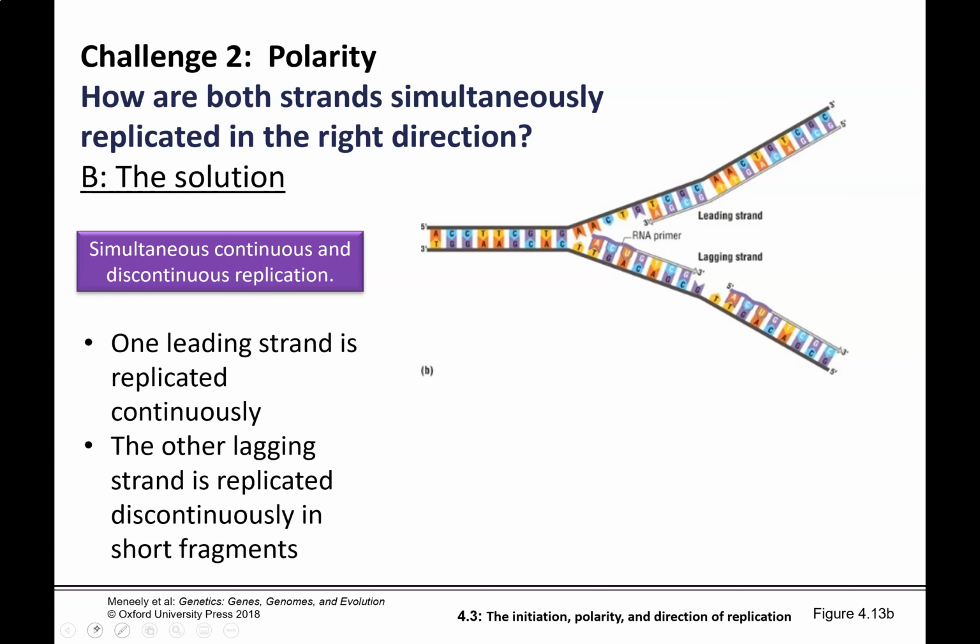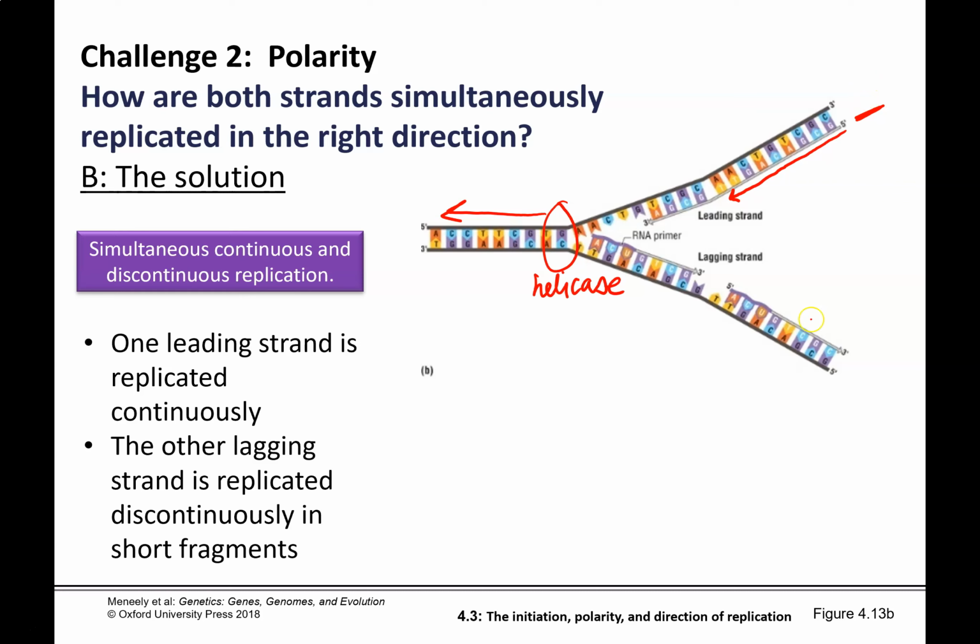Now on one strand, we are going to produce a continuous strand. So our polymerase is going to bind. It's going to move in a 5' to 3' direction towards our replication fork. And we can do this continuously because once we have that RNA primer that was out here ahead of all of this business, we can just continue in the 5' to 3' direction. And we're going to follow that helicase molecule as it moves down. So this strand that is produced continuously is called the leading strand.